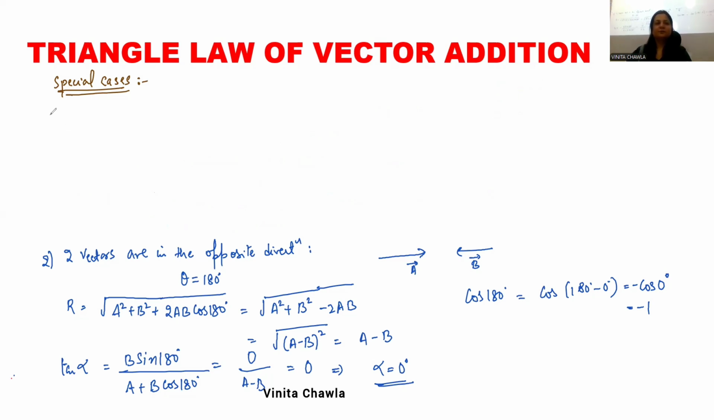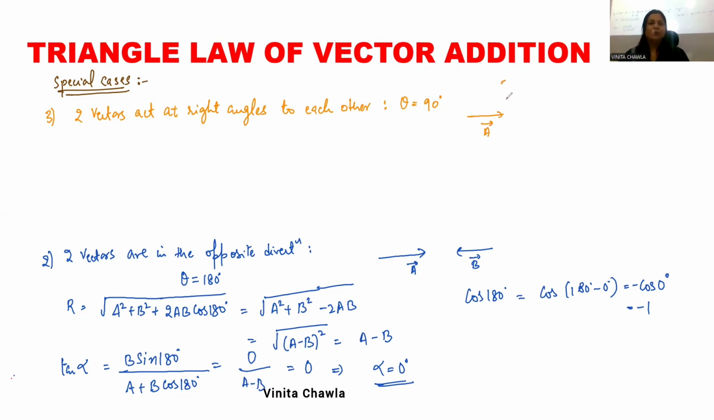Third case: when two vectors act at right angles to each other. What is the angle? Theta is 90 degrees. Vector A is like this, vector B is pointing in this direction, and this is the angle between these two. It is 90 degrees.